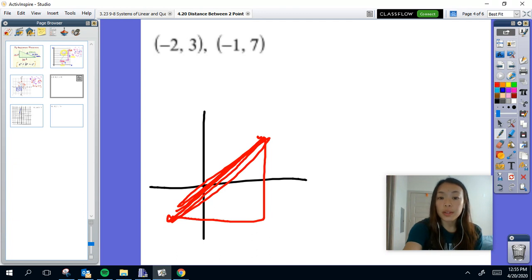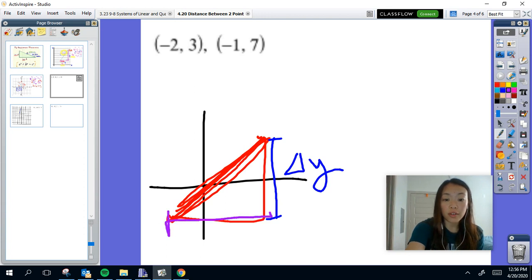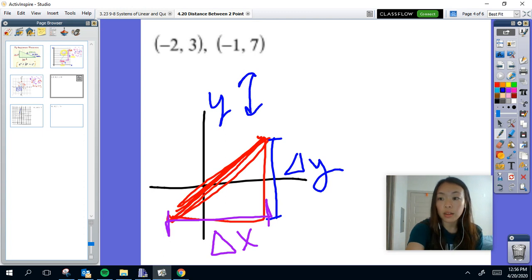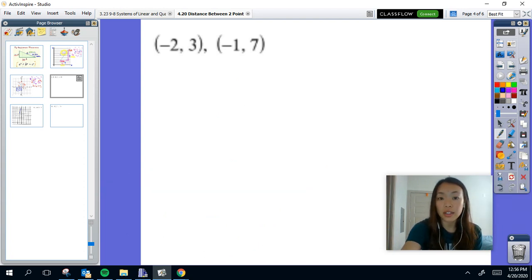We know that this length is the vertical distance, so this is the difference in y. We know this leg over here is horizontal, and it's going to be the difference in x. The reason that is true is because the y-axis goes up and down, while the x-axis goes side to side.